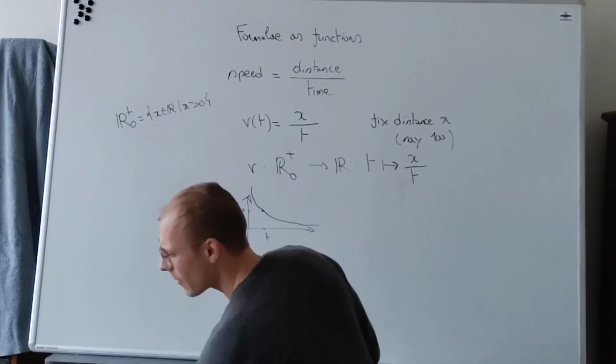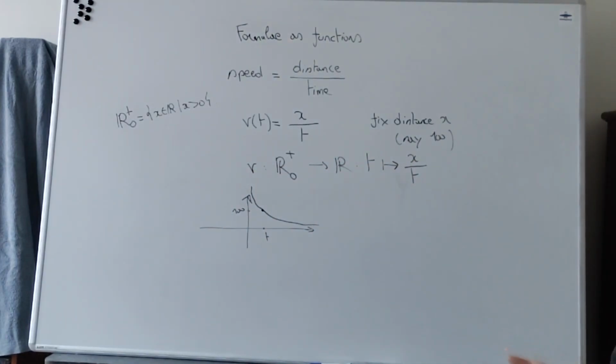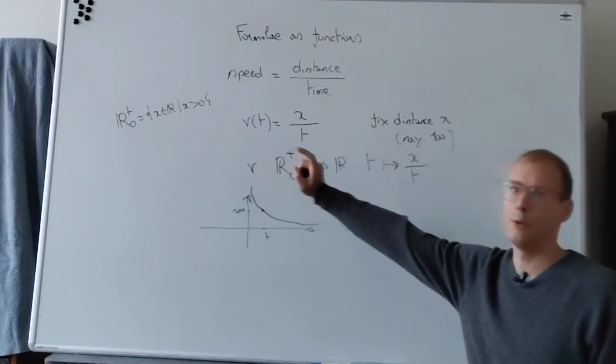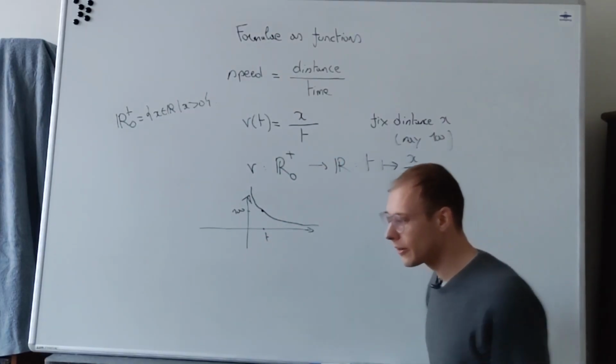So that's something to think about: a function, try to fix some stuff, and think about how you can see this as a function from the real numbers to the real numbers, or from a subset of the real numbers, because indeed t cannot be 0 here.